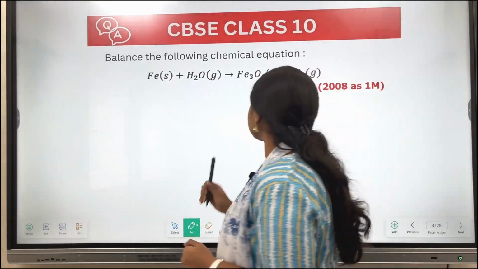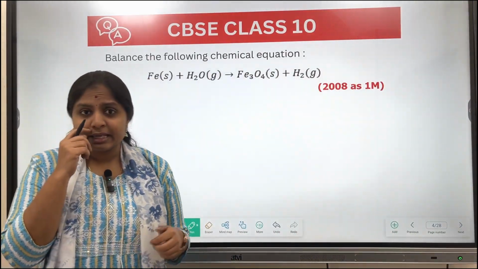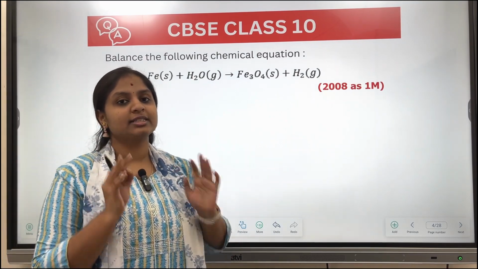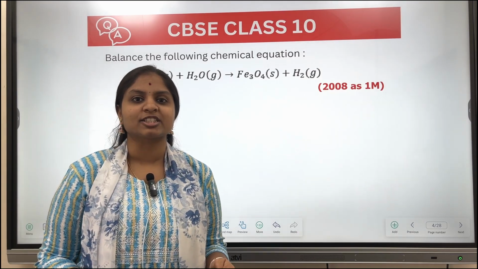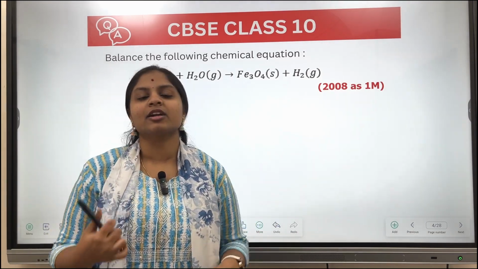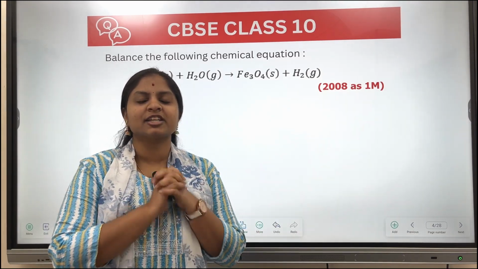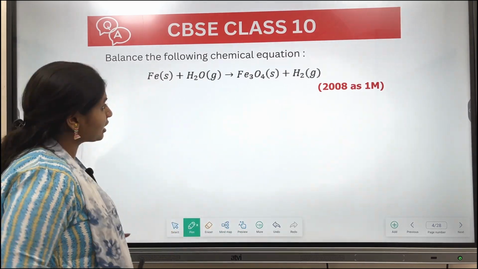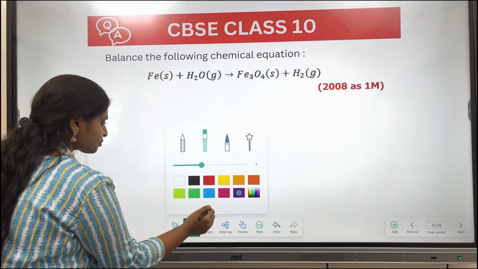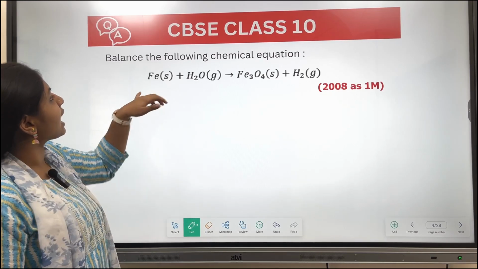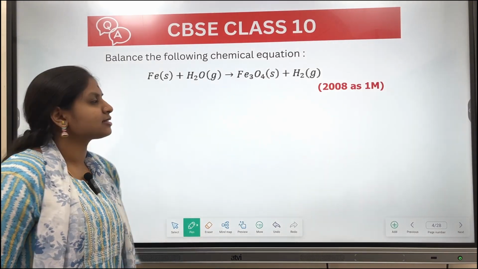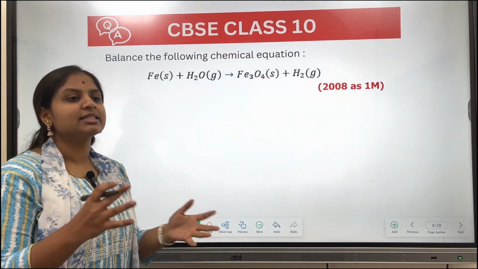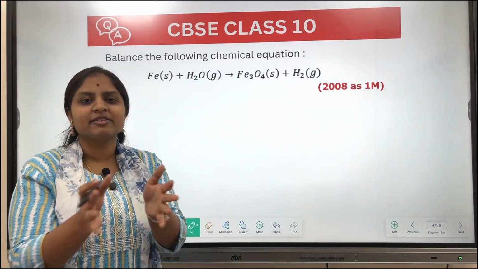This was a question that was asked in 2008. In your CBSE board 10th grade paper, there will never be a question without balancing chemical reactions. So either a 1 marker or a 2 marker on balancing of chemical reactions is a must. So let's try balancing this. The question says iron reacts with water to give iron oxide and hydrogen gas.